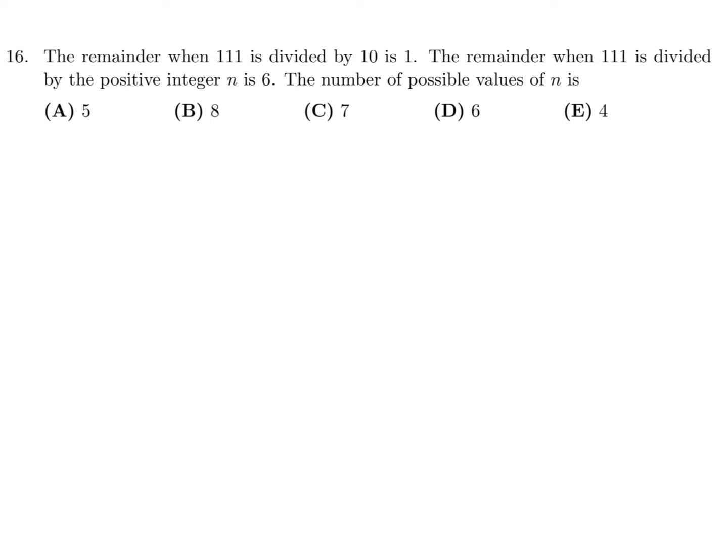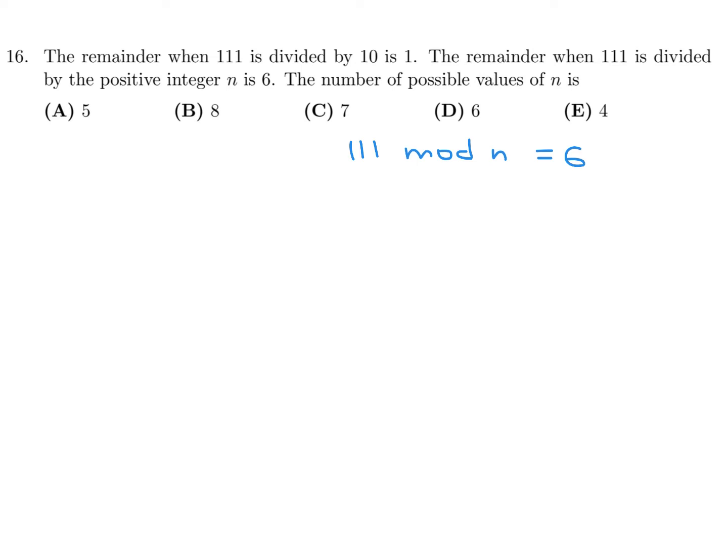The remainder when 111 is divided by 10 is 1. The remainder when 111 is divided by the positive integer n is 6. The number of possible values of n is. Okay. All right, so I guess we're looking at 111 mod n is equal to 6. Basically, what that just means is that when 111 is divided by n, the remainder is 6. It's just a way of writing it.